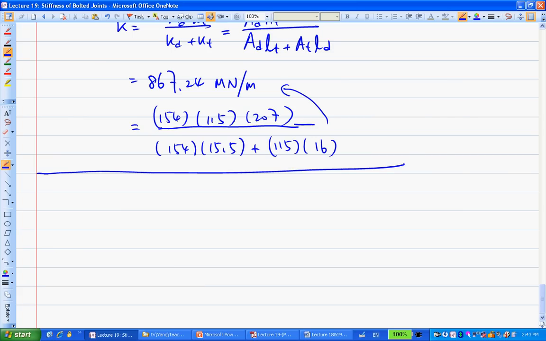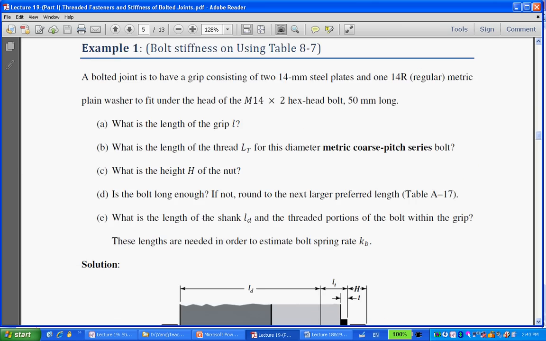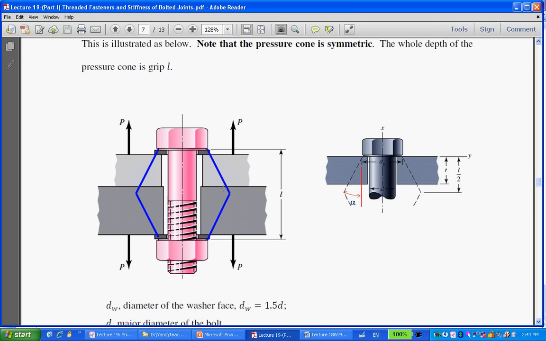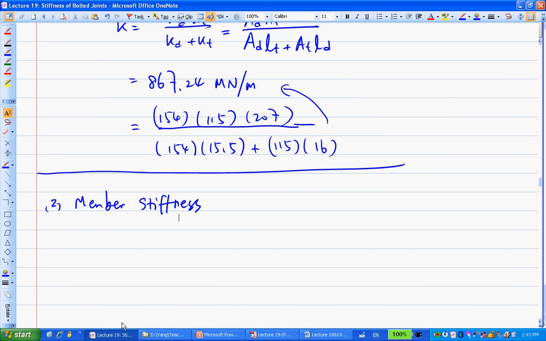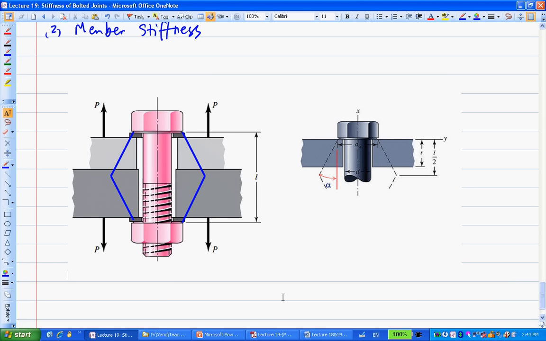Any questions on the stiffness of the bolt? Now let's look at the second one, member stiffness. Member stiffness basically refers to the stiffness of the members being clamped. The tricky part is that the pressure distribution along the members being clamped is not even.